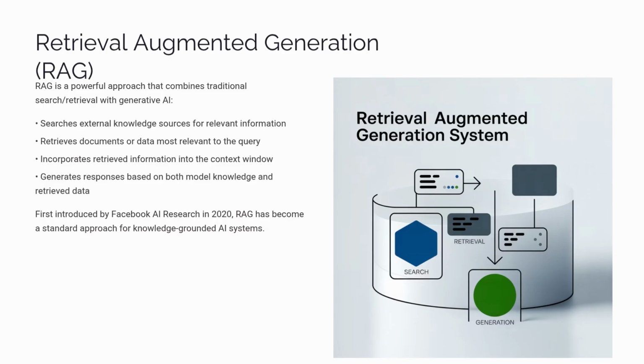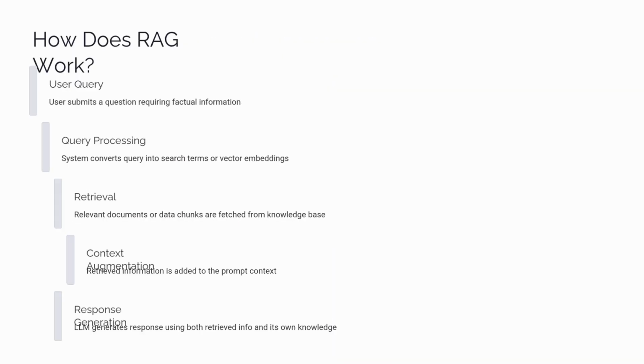retrieved information. A RAG operates by processing a user's factual query into search terms or vector embeddings. It retrieves relevant documents from a knowledge base, augments the context with this information, and generates a response using both the retrieved data and the model's own knowledge.